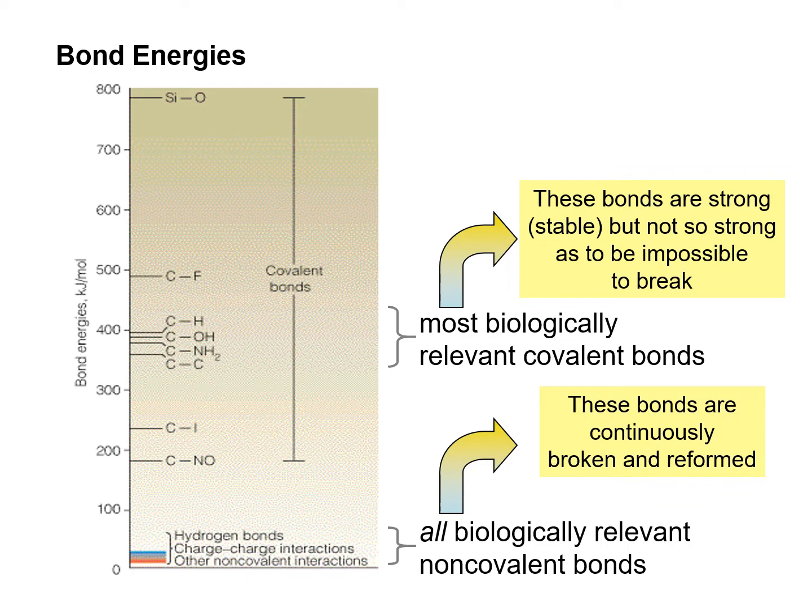And here are the types of bonds, including the covalent bonds, and the most biologically relevant covalent bonds are put together here as the carbon-carbon or carbon-hydrogen bonds, which range around here in terms of their energy, as well as relevant non-covalent bonds, like hydrogen bonding or charge interactions and so on, located here at the bottom of this chart.